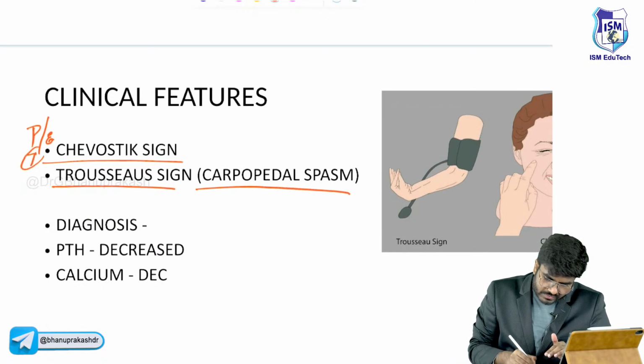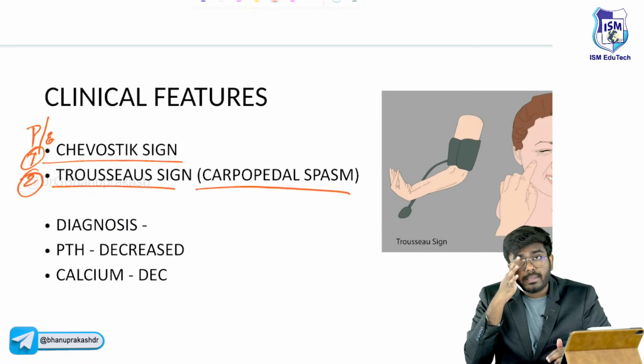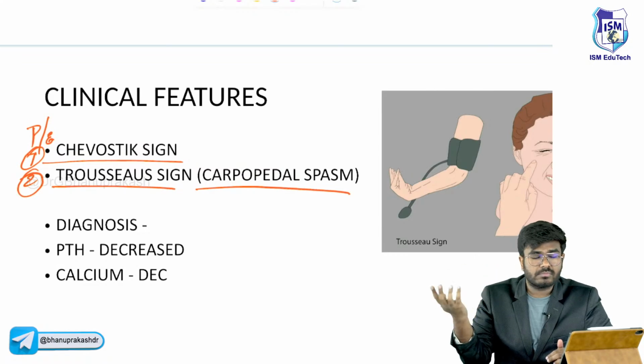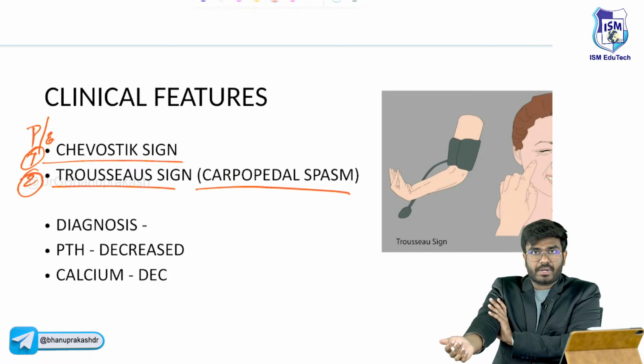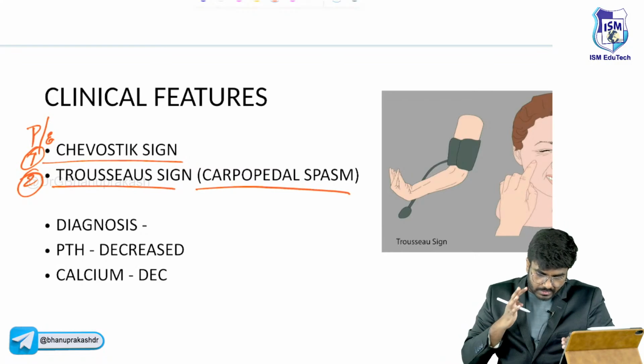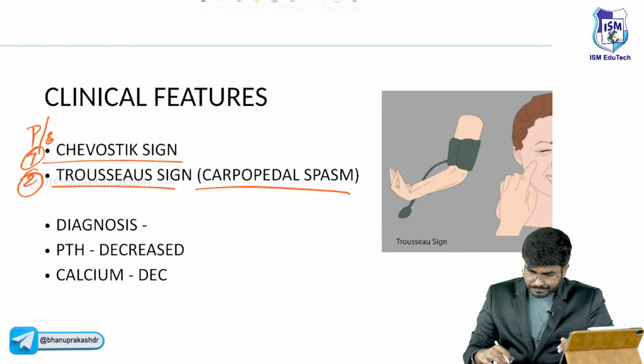So what are the two signs which are seen? One is the Chvostek sign, a sign of hypocalcemia, and the other is the Trousseau sign. It's a carpopedal spasm on increasing the pressure in the BP cuff. Chvostek sign and Trousseau sign.